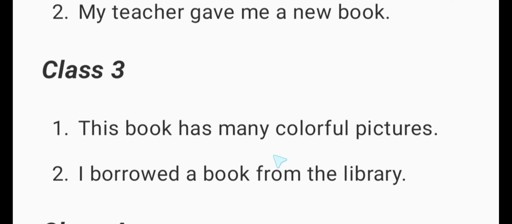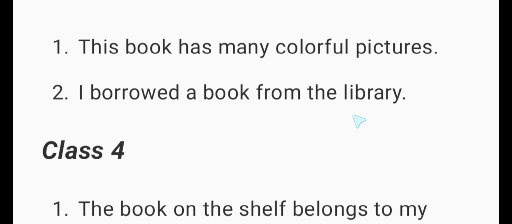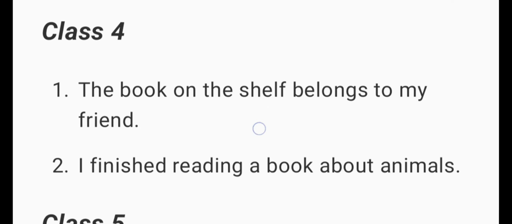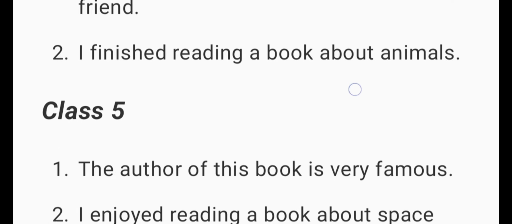Class 3. This book has many colorful pictures. I borrowed a book from the library. Class 4. The book on the shelf belongs to my friend. I finished reading a book about animals.